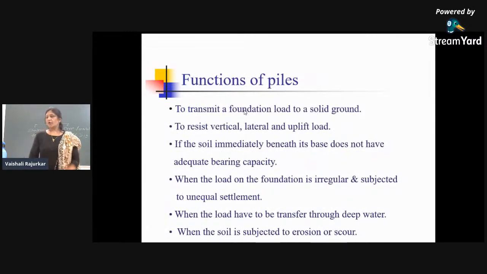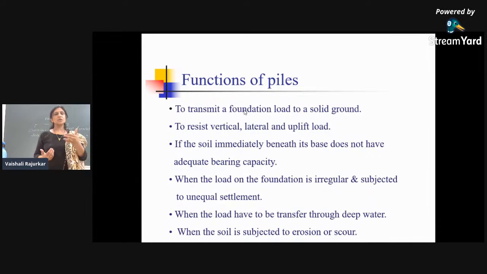So what are the basic functions? As we all know, piles are basically used when the load coming over the structure is high, when the soil at a shallow depth is not able to sustain the loading which is coming from the upper side, right? Therefore, when the load coming over the structure is high, when the soil at a shallow depth is not enough to take the load.